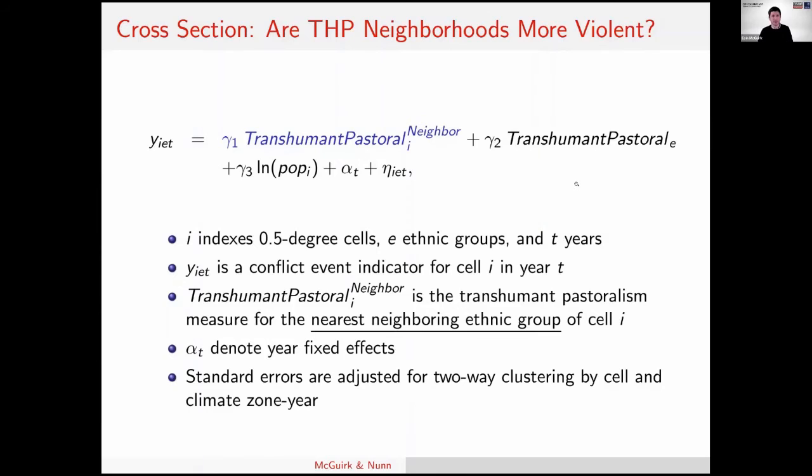Okay, so let's start with a simple cross-section regression before we get into the main specification, at least until Julien tells me to hurry up.